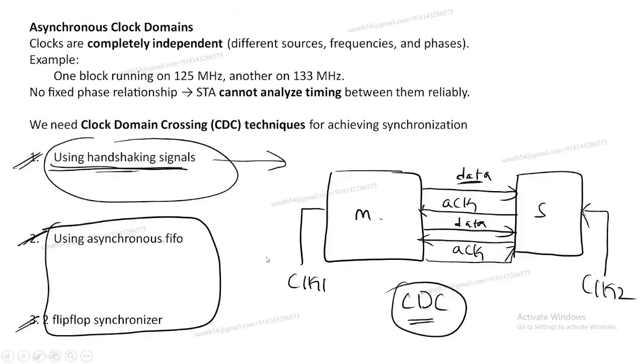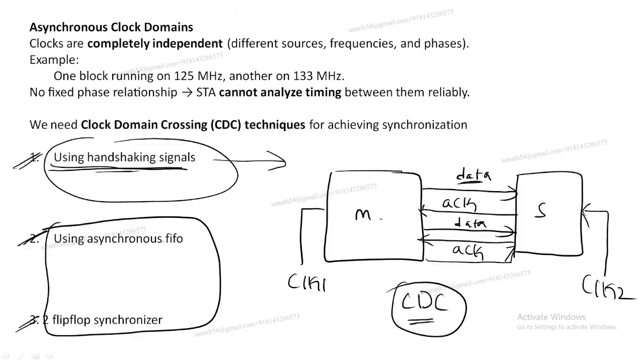If you consider this one, two clocks are there, and data is transmitted from master to slave. Before data is transmitted from master to slave, the slave should give an acknowledgement, meaning I am ready to receive the data. Only then will the data be transmitted. This is one type of handshaking. We can see this handshaking in I2C as well as SPI, where you have a master and slave.